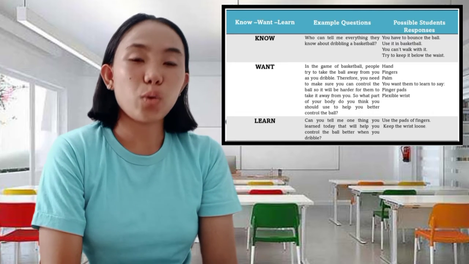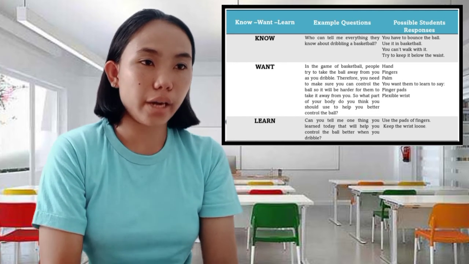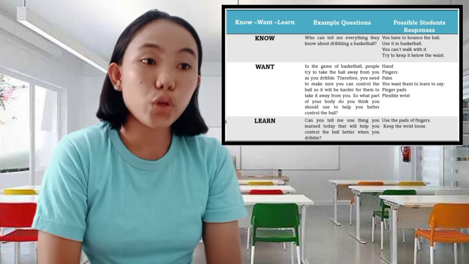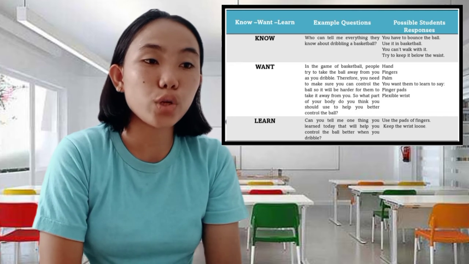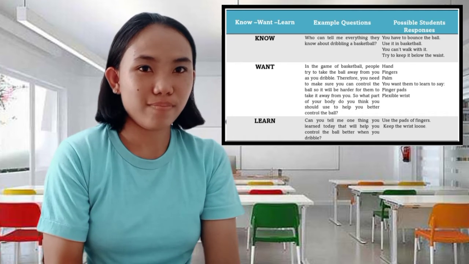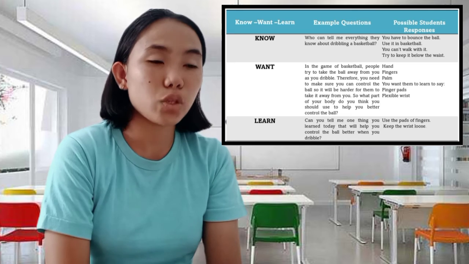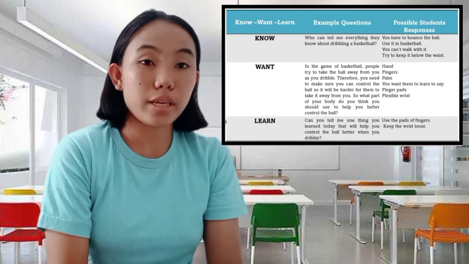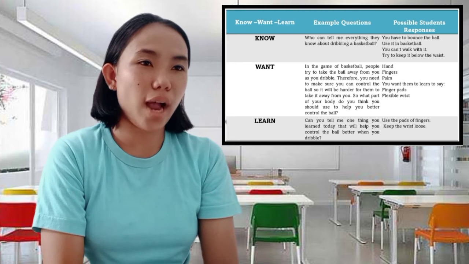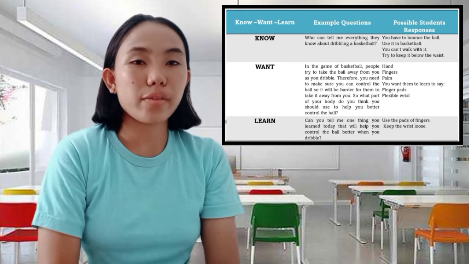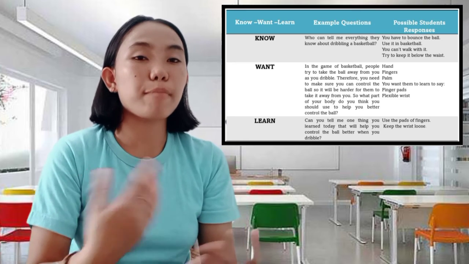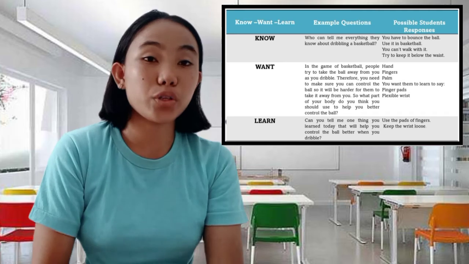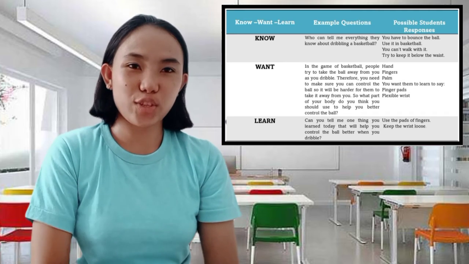And lastly, we have learn. In the example question, can you tell me one thing you learned today that will help you control the ball better when you dribble? This might be the possible answer of the students: use the pads of the fingers and keep the wrist loose. Alright, so those are the questioning and problem solving strategies in delivering a discussion or lesson to our students in physical education.